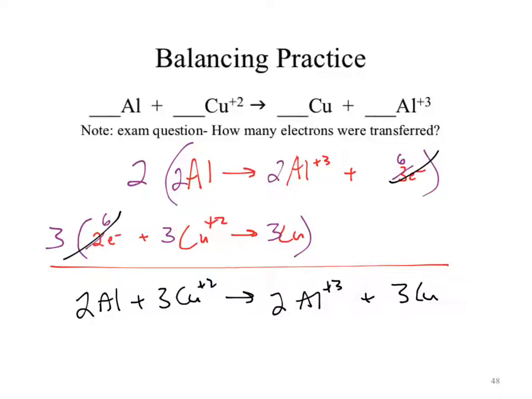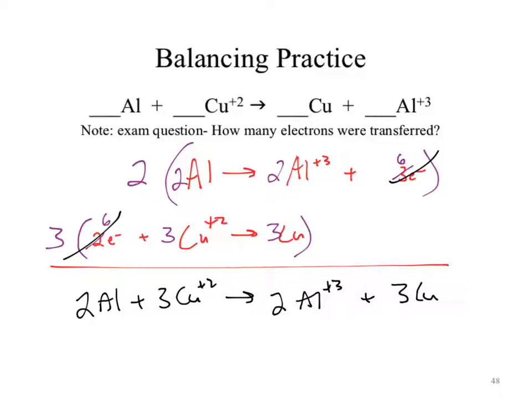What other answers show up? 2, 3, and 12. Okay? Where do you get 6? 3 times 2. So if we look at our top equation, we ran that top equation twice. So our 3 electrons became 6. We ran the bottom equation 3 times, so the 2 electrons in that became 6.